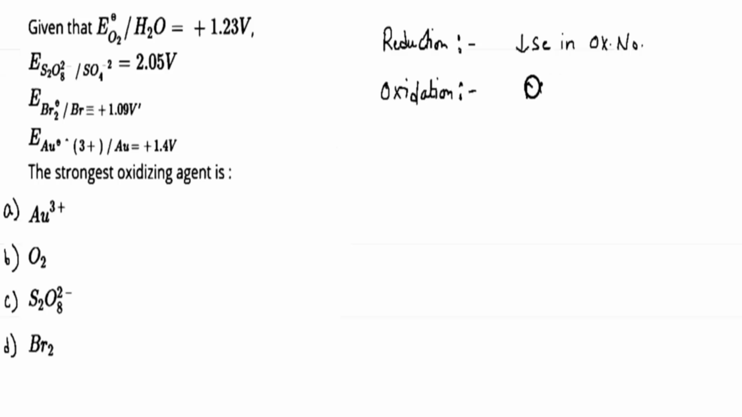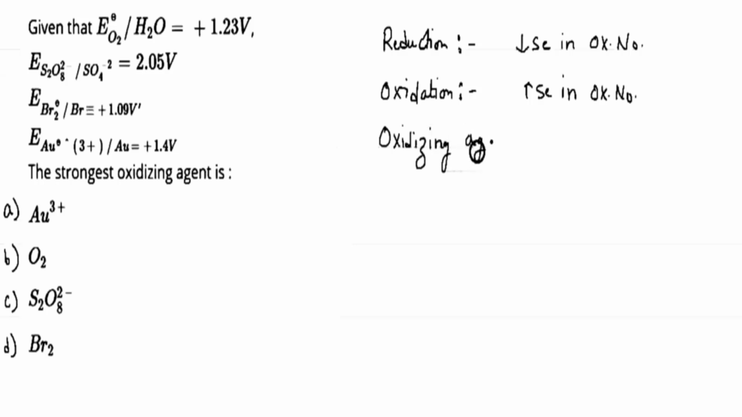So in this oxidation, the increase in oxidation number takes place, right? So these are the basic definitions for reduction and oxidation. Now, come to the point: what do you mean by oxidizing agent? So I can write here, what do you mean by oxidizing agent?